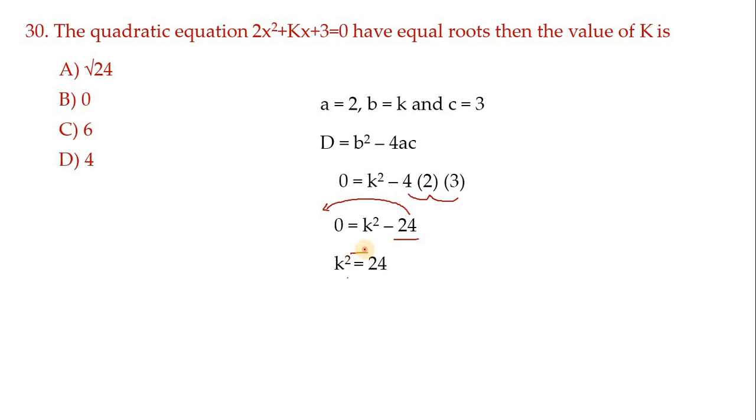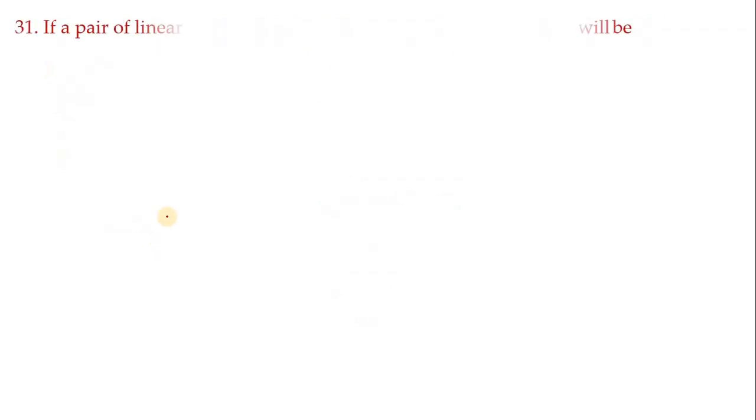Now this square, you transfer this side, it will become root, children. So k is equal to root 24. So root 24 is here in our option, and the correct option is A. Move on to the next one.